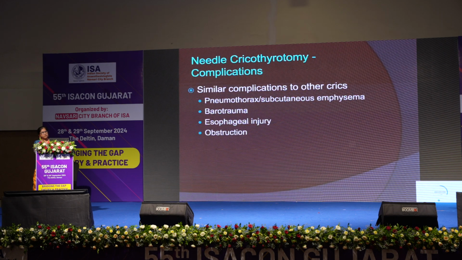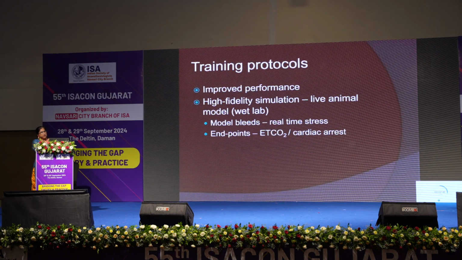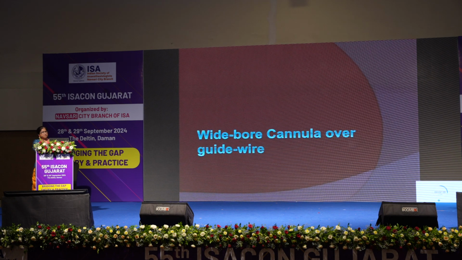So there can be some complications. Remember, barotrauma is one of the dreaded complications when you are giving high pressure jet ventilation. So the only way to avoid it is keep the upper airway patent, keep your neck extended, and make sure that nothing is obstructing the exsufflation of the air coming out from the lungs. So there are other cannulas also. Always practice is much better.